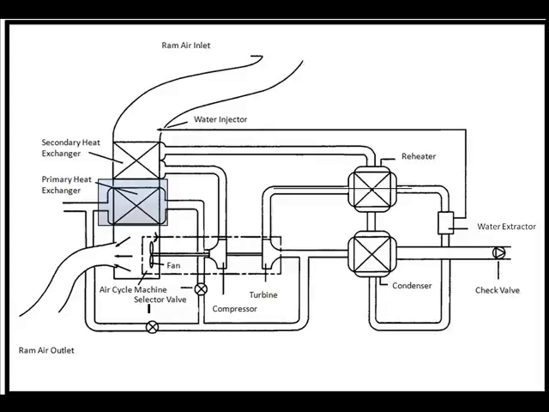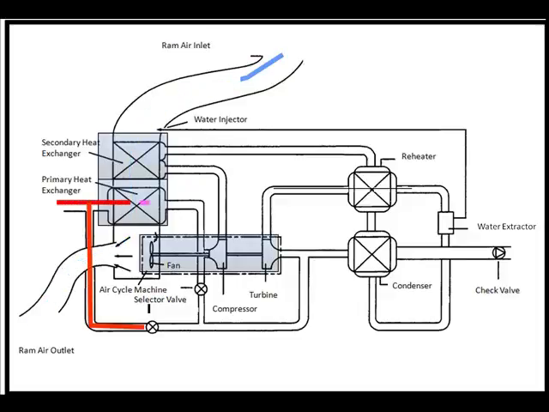The primary and main heat exchangers are installed in the ram air system between the plenums. Ram air flows through the heat exchangers and decreases the temperature of the hot bleed air from the pneumatic system. The air cycle machine is installed between the heat exchangers and the condenser.